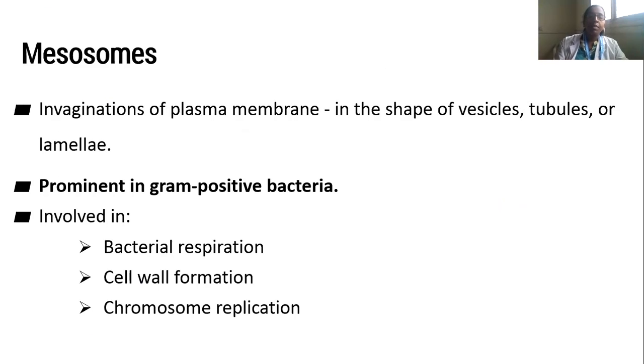So next, coming to the mesosomes, they are the invaginations of the plasma membrane. They are in the shape of vesicles, tubules, or lamellae. They are prominent in gram-positive bacteria and are involved in cell respiration, cell wall formation, and chromosome replication.